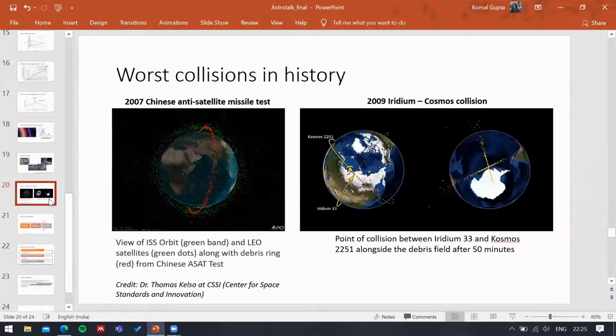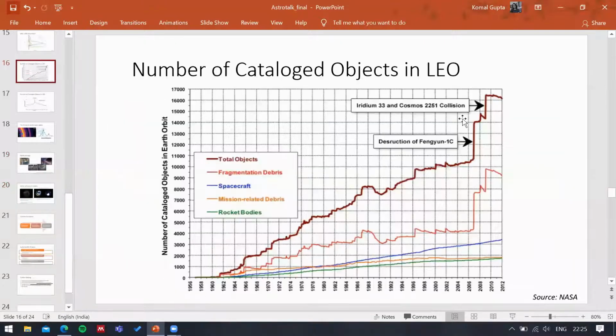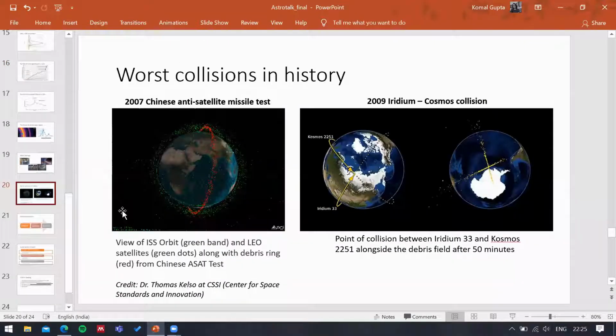Now, I just wanted to mention some of the worst collisions in history. As you could probably see here, these two collisions increased the number of objects in orbit around the Earth by a huge margin. The first one was a Chinese anti-satellite missile test in 2007. I'm not sure if you can see this diagram. Let me just full screen my screen.